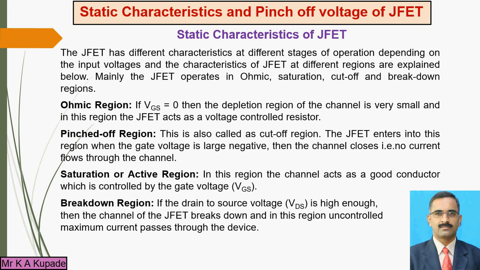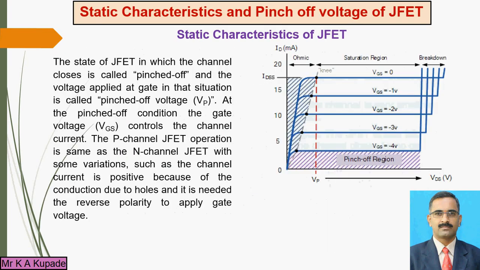And the breakdown region: if the drain to source voltage VDS is high enough, that means you are increasing the VDS voltage, the channel breaks down and an uncontrolled maximum current passes through the device. That situation is called the breakdown region, and it happens due to minority carriers. So this is all about the static characteristics.